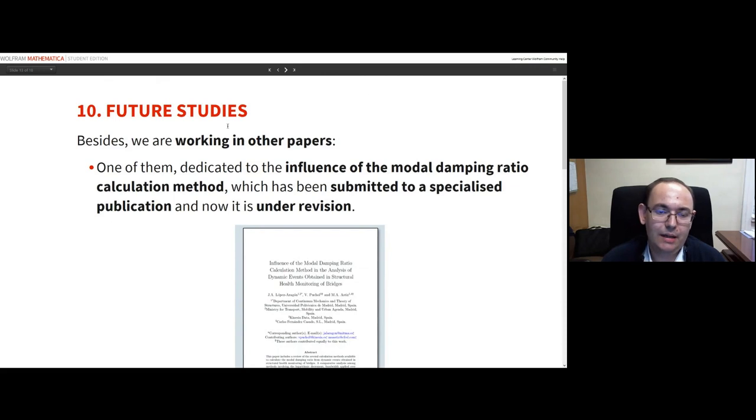And of course, future studies, because we are working on other papers like this one dedicated to the influence of the modal damping ratio calculation method that I said before, which has been submitted to a specialized publication.